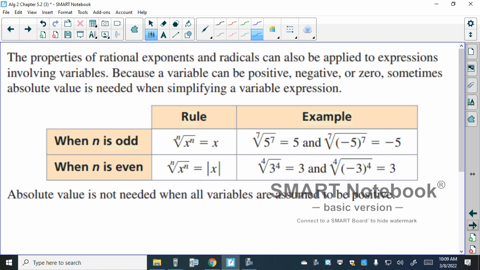Okay. Properties of rational exponents and radicals. Okay.